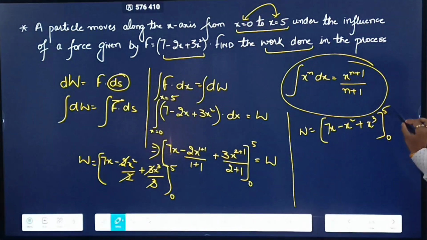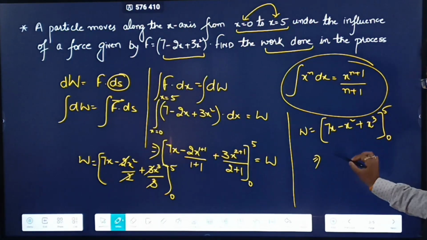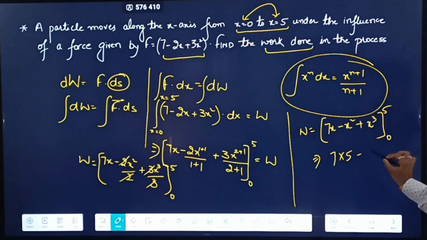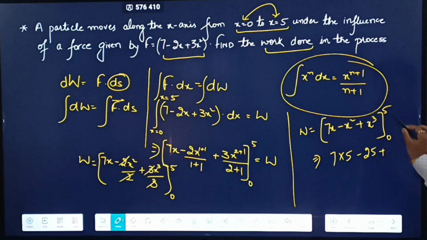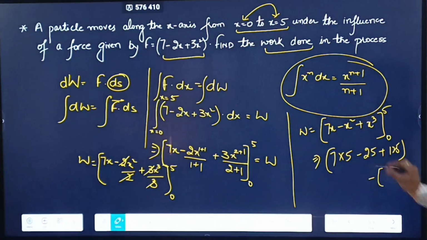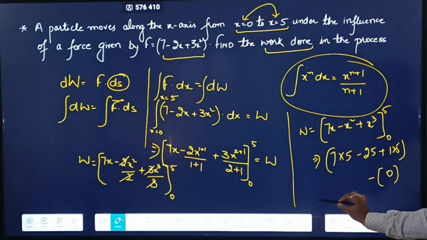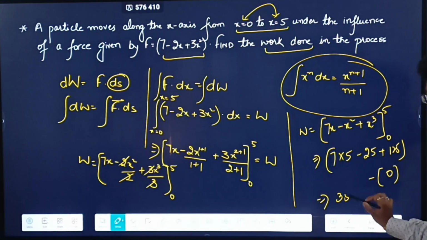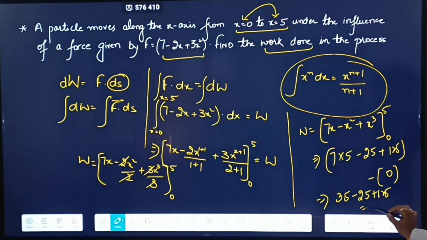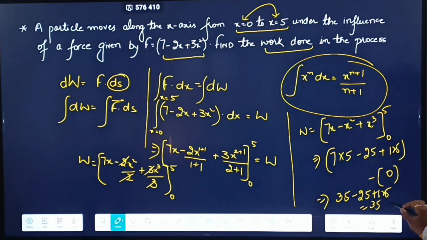Limit becomes this. Now we put the upper limit, then lower limit. 7 into 5 minus 25 plus 5 cube 125. Minus, when we put the value lower limit is 0, whole becomes 0. We will get 35 minus 25 plus 125, becomes 35 plus 100, it becomes 135.